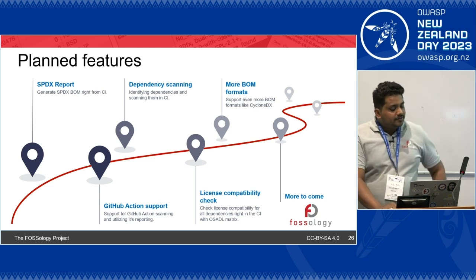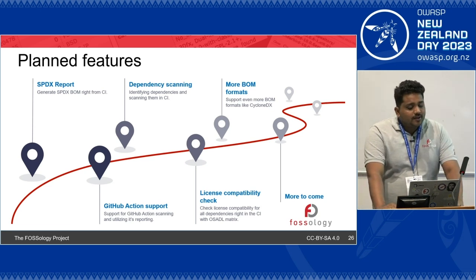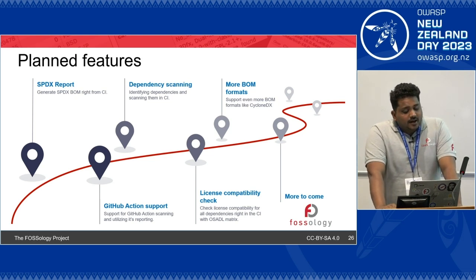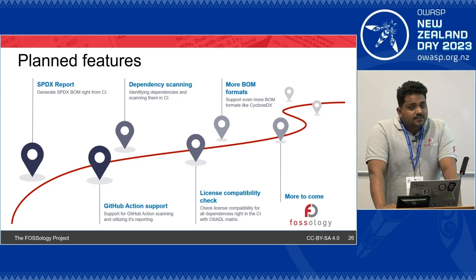So coming to the planned features, we are planning to generate SPDX BOM right from the CI. And then we are working on GitHub Actions support for the CI scanner. While I was here, I think our team has already merged it. So GitHub Actions will also support CI scanning now.